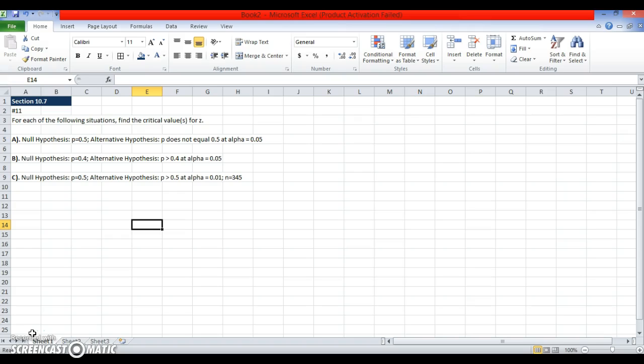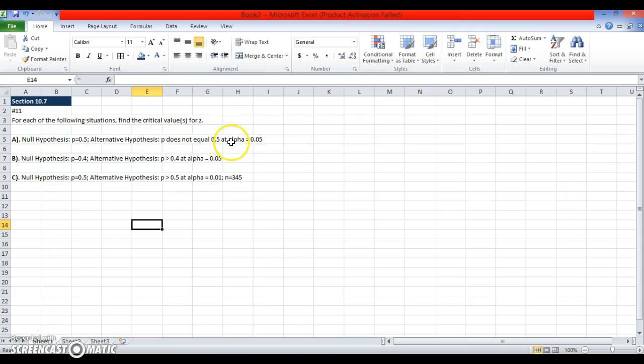This problem is taken from section 10.7, problem number 11, and it's kind of cut and dry. For each of the following situations, find the critical value or values for z. A: null hypothesis p equals 0.5, alternative hypothesis is p does not equal 0.5.